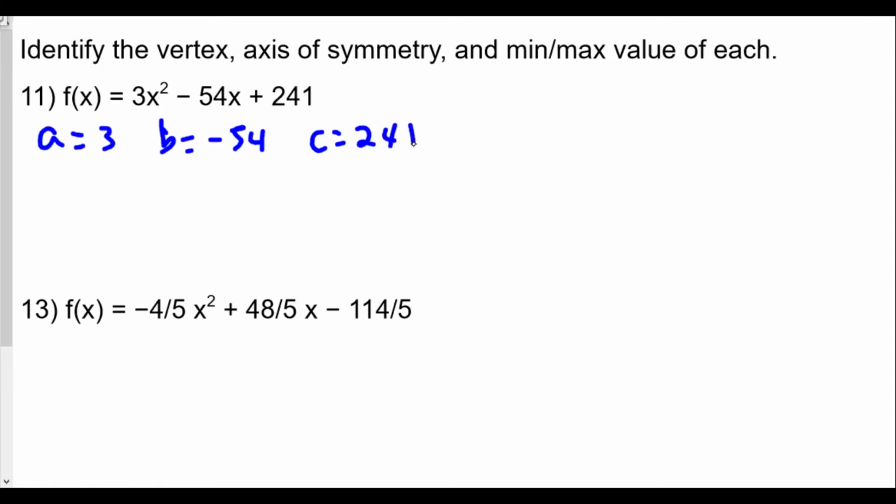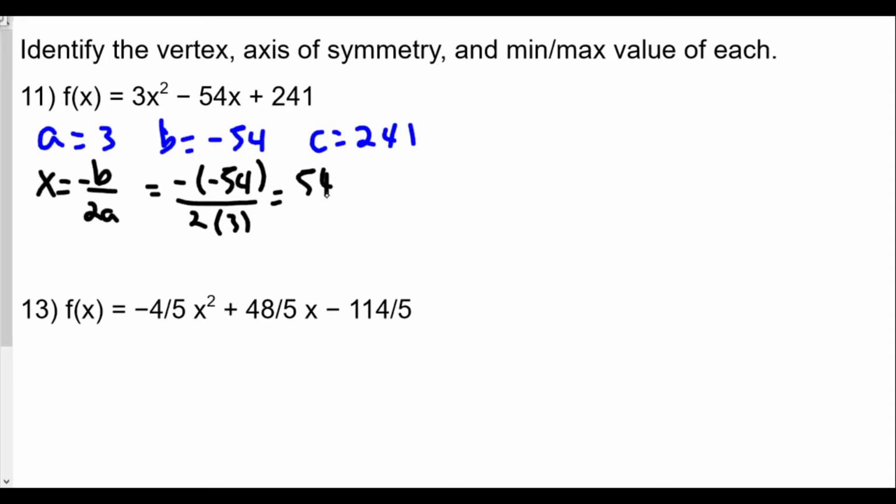These numbers are big, but that's okay. We're using our formula to find the axis of symmetry. Why do we find the axis of symmetry first? Because it will allow us to find the vertex. So here we go: x equals negative b over 2a. So we have the negative of negative 54 over 2 times 3. Some of you are worrying, oh, this number's so big. Well, we get 54 over 6, which is just equal to 9.